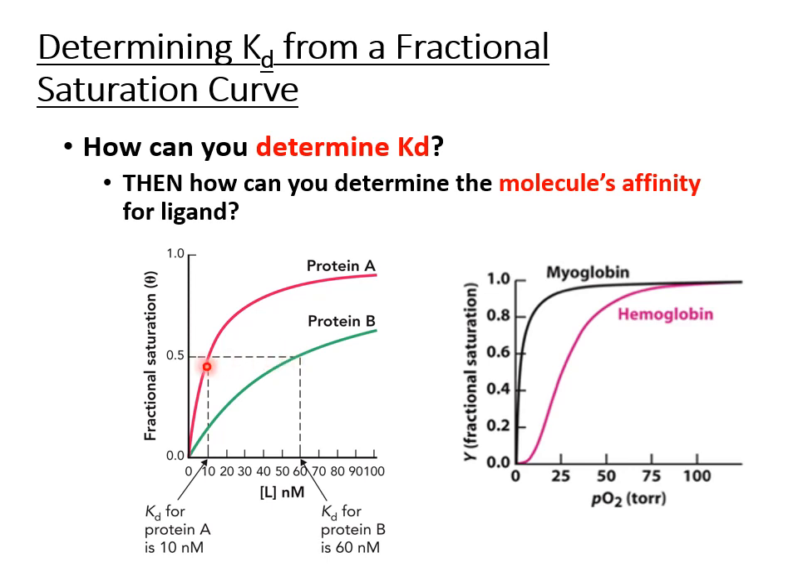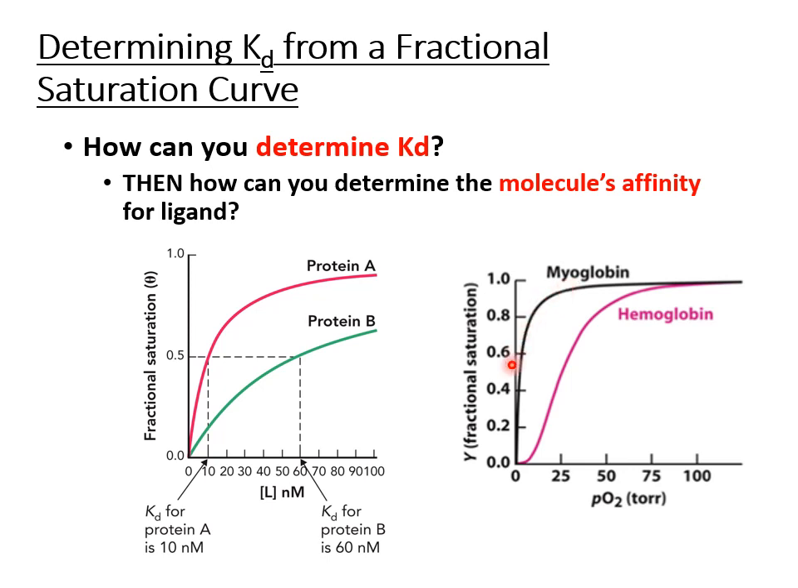Okay, so when you look at two curves, if a curve is shifted to the left, it has higher affinity for whatever it's binding. And so when you look at this curve here and you're comparing the black line of myoglobin versus that pink line of hemoglobin, what do you notice? Well, myoglobin is shifted more toward the left. That tells you it has a much higher affinity for the ligand, which in this case is oxygen.